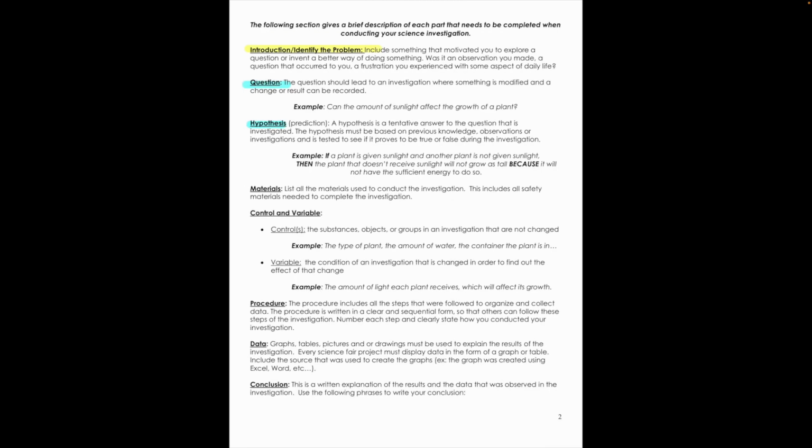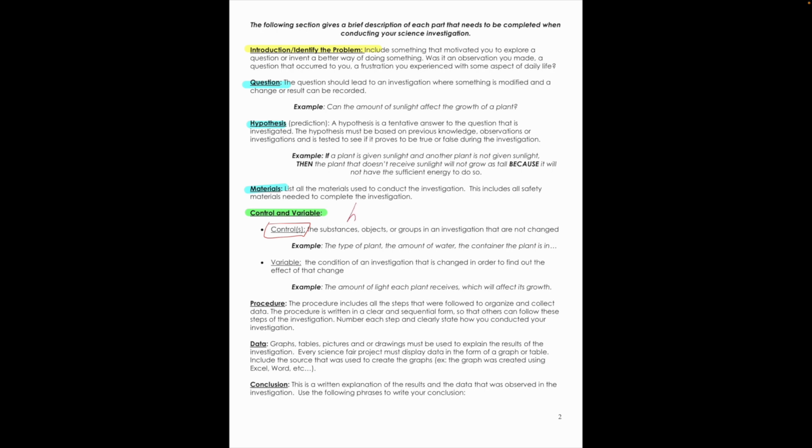Now let's go back. Now, I just got to list my materials. And I already did that. So all you would have to do is go and write your materials in. Now, here's the part that a lot of kiddos get confused again. Remember when I talked about controls and variables? Controls is just the stuff that you're going to keep the same that you control, right?